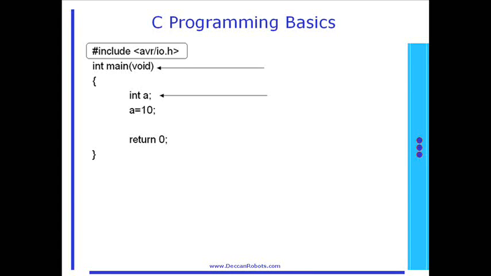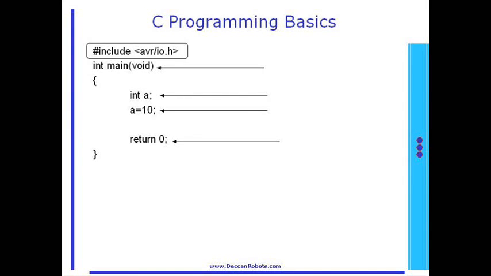Further screens will explain the data types and variables. Variable a has been assigned the value 10 using this line. This line returns value 0 to the operating system and the program terminates. You may now move further to understand these sections in detail. Semicolon indicates termination of the line. Curly brackets indicate the scope of a function or module. You should follow these conventions while writing your program.